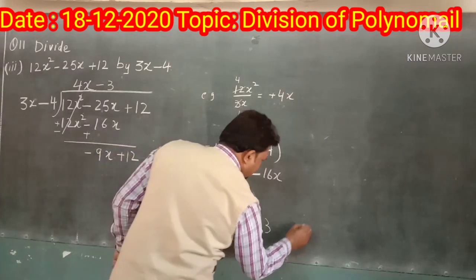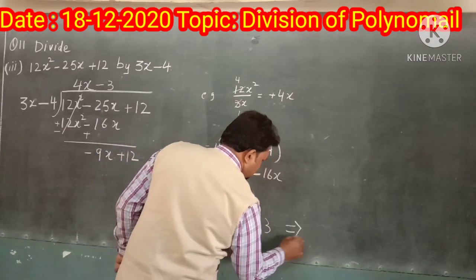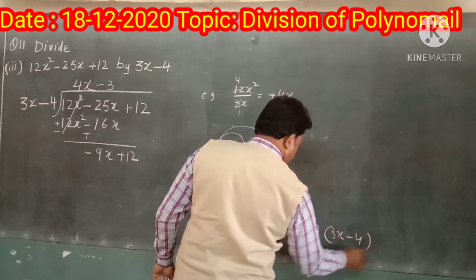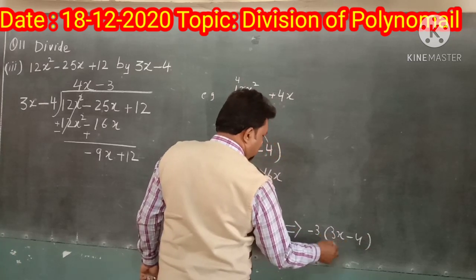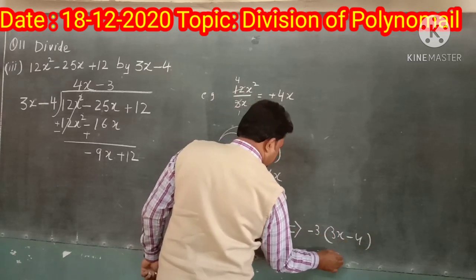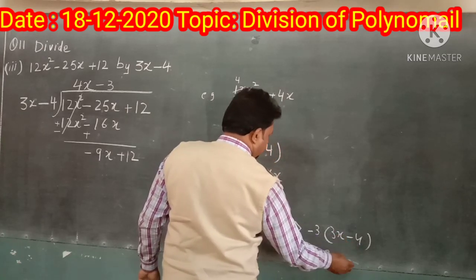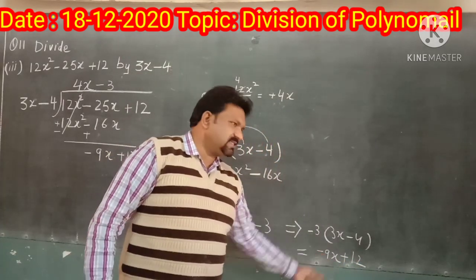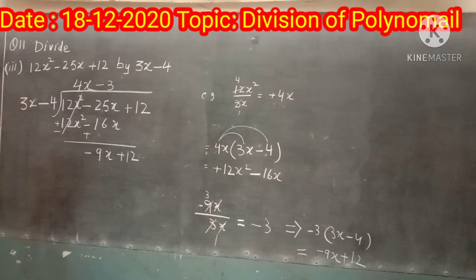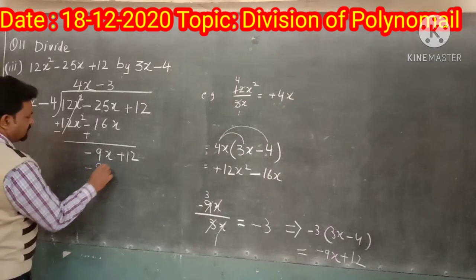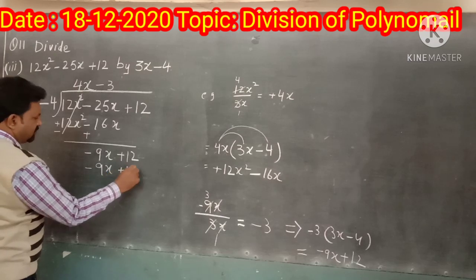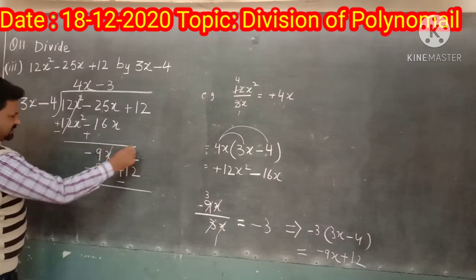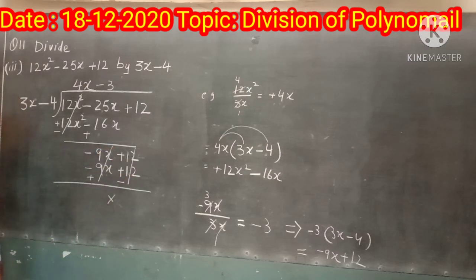Now we will multiply minus 3 by the divisor 3x minus 4. Minus 3 times 3x is minus 9x, minus 3 times minus 4, minus plus, 4 3s are 12. This product we will subtract from the dividend minus 9x plus 12. We will change the sign, plus minus. They will cancel with each other and the remainder is equal to 0.